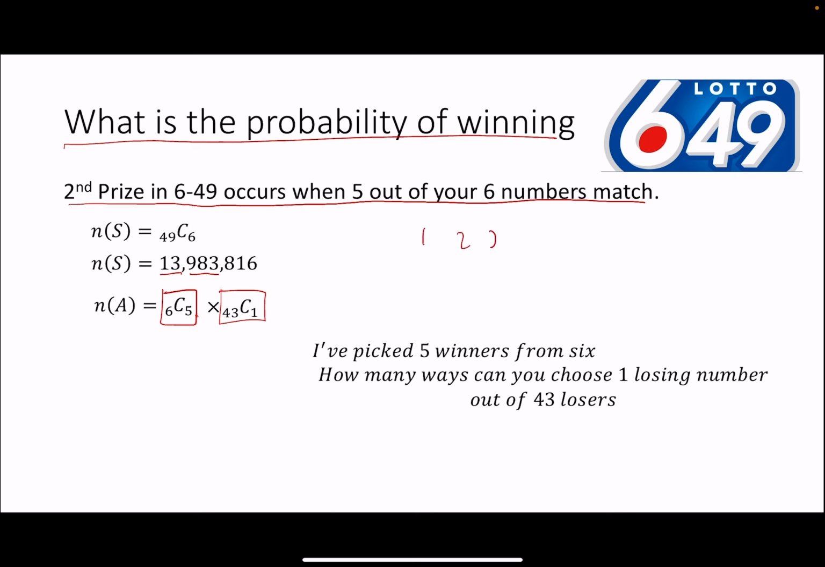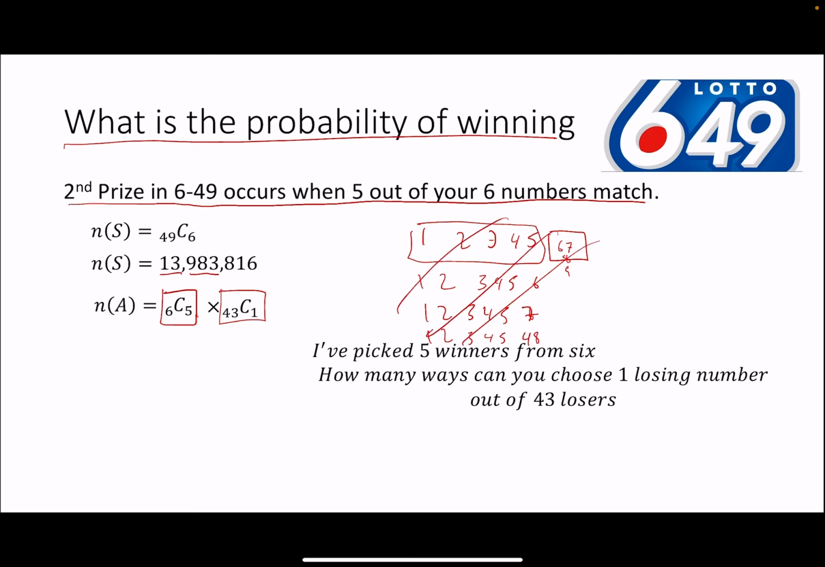So if 1, 2, 3, 4, 5 are the winning numbers, let's just pretend, the sixth number could be 6, 7, 8, 9. I could have 1, 2, 3, 4, 5, 6, or 1, 2, 3, 4, 5, 7, or 1, 2, 3, 4, 5, 48, and so on. There are 43 remaining numbers to choose 1 from. So it's 6 times 43, which is equal to 258. So there is still a very low probability of even winning second place.